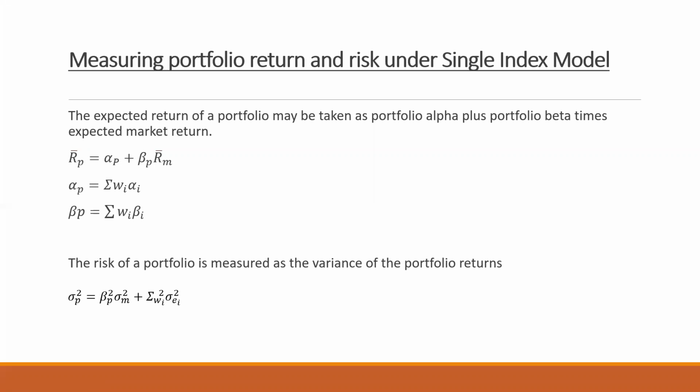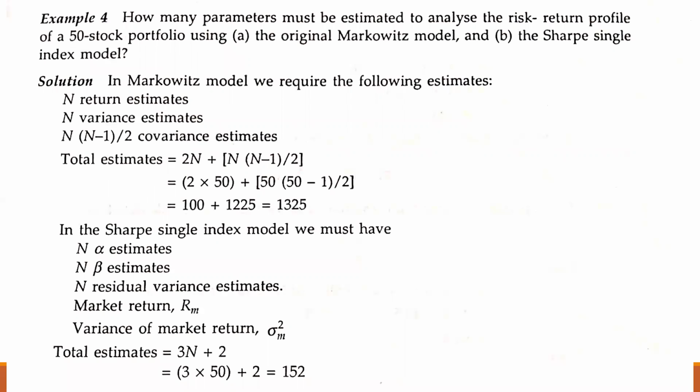Now, to calculate the risk of a portfolio, we'll be taking the variance into consideration. The variance is equal to the square of beta portfolio into variance of the market plus the summation of WI squared and variance of EI, that is, the weight or the proportion of investment in individual securities into the residual returns. So let's work out a problem and it will be more clear.